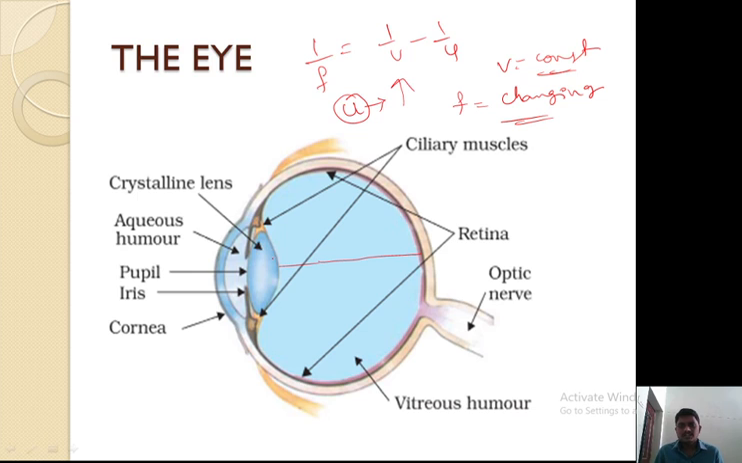This can be done by the ciliary muscle. So this is the ciliary muscle. This ciliary muscle helps the eye lens to change its focal length. This property of adjusting the focal length of the eye lens is called accommodation.